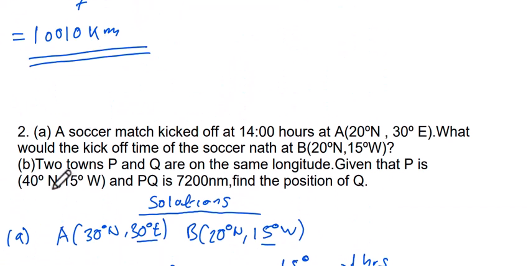So question B says 2 points P and Q are on the same longitude. Given that P is 40 degrees north and 15 degrees south, and PQ is equal to 7,200 nautical miles. Find the position of Q.